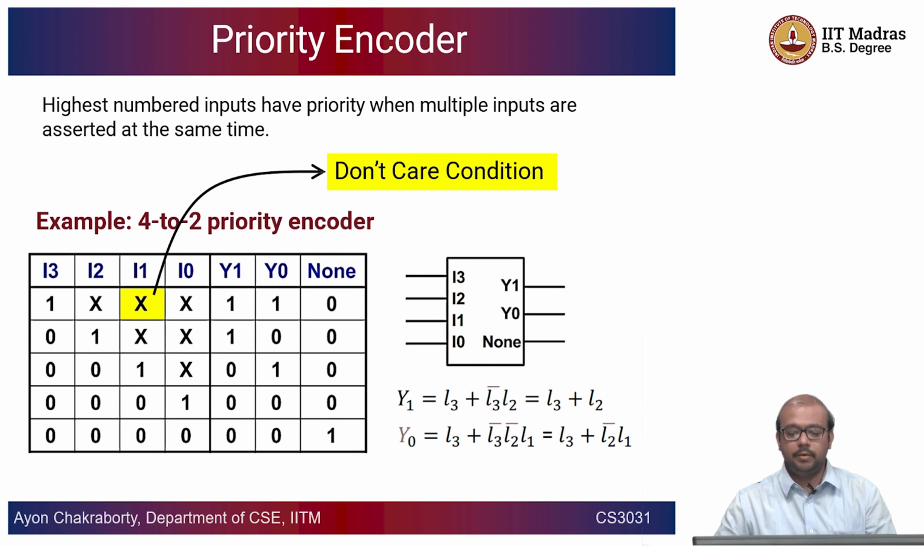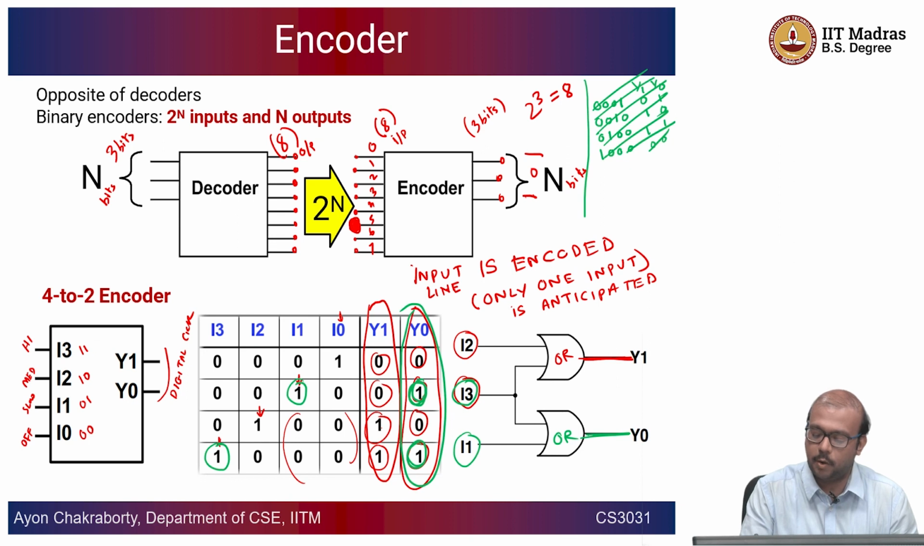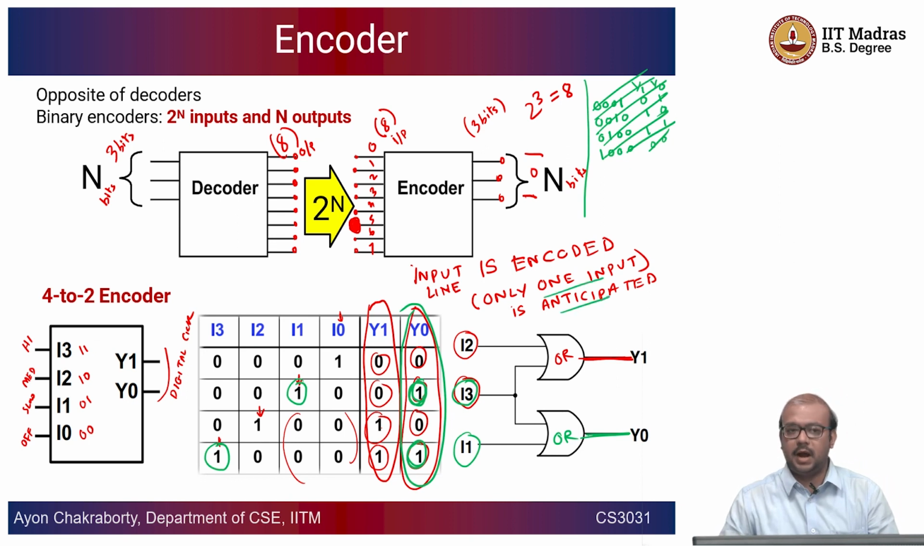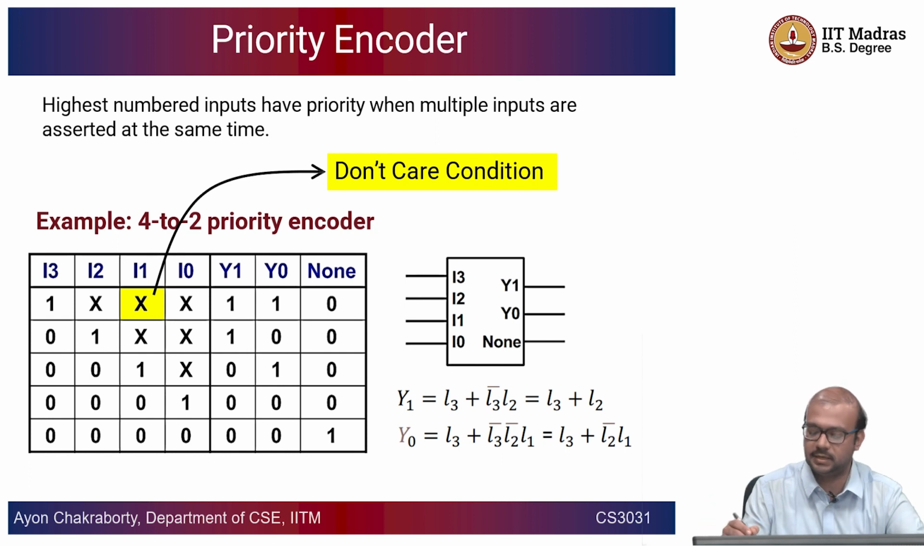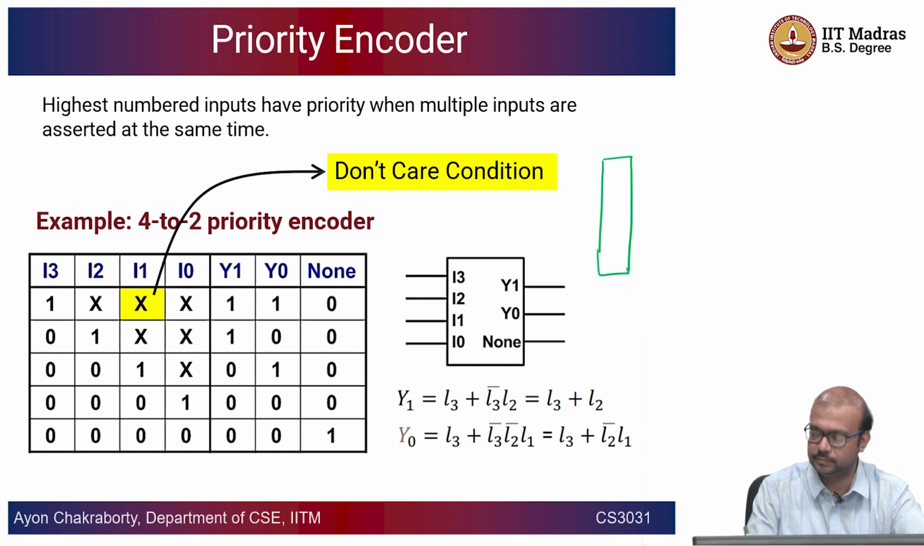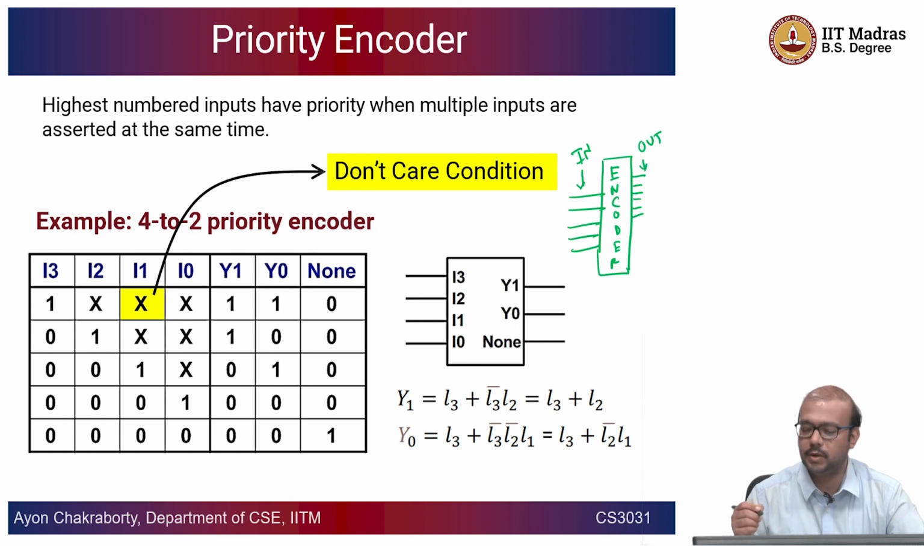There is one more concept, as I told you, that an input line is encoded and only one input is anticipated, but there could be other use cases where there might be multiple inputs. Okay, so the inputs to the encoder might come from different sources, and you can only output one bit pattern, right. So, let us say this is your encoder circuit, these are all your inputs and this is your output, right. So, by definition, in your output you can only encode one of the inputs, you cannot encode multiple inputs. That does not make any sense, right.